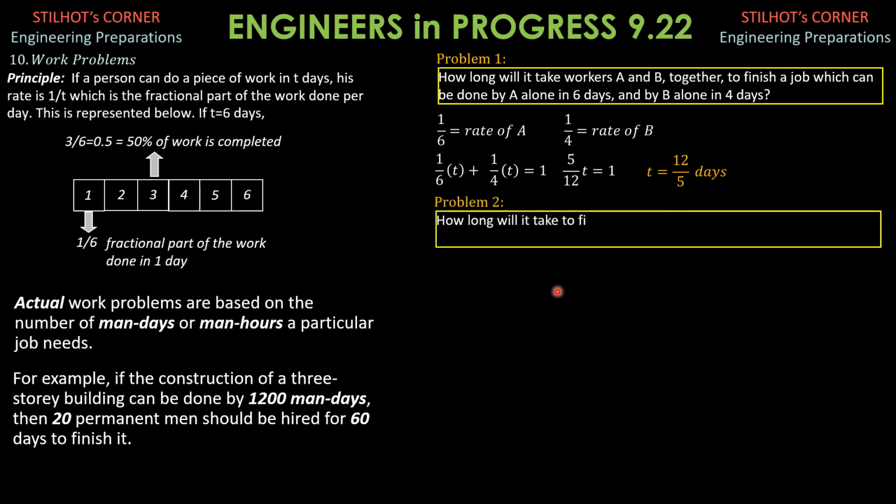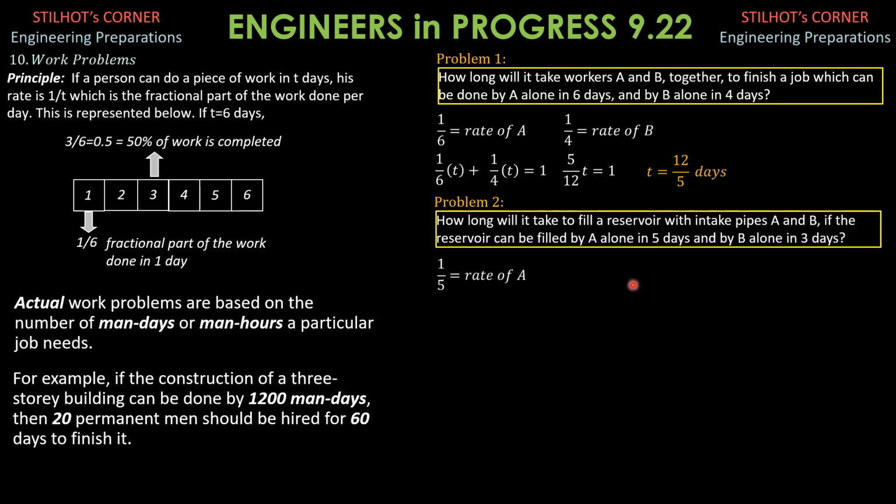Problem 2. How long will it take to fill a reservoir with intake pipes A and B if the reservoir can be filled by A alone in 5 days and by B alone in 3 days? So this is similar to the first problem. 1 over 5 is the rate of the first intake pipe A, and 1 over 3 is the rate of the second intake pipe B.